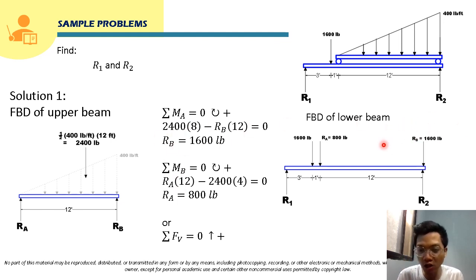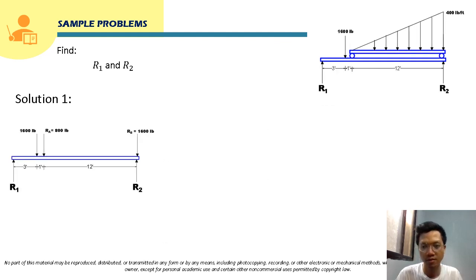So from here, we can now solve for R1 and R2 by using two equations, no? That can be one moment equation and one summation of forces, or two moment equations. So let's start solving this. This is the free body diagram of the lower beam. So we're going to use summation of moment at the point of application of R1. So this will be that moment.